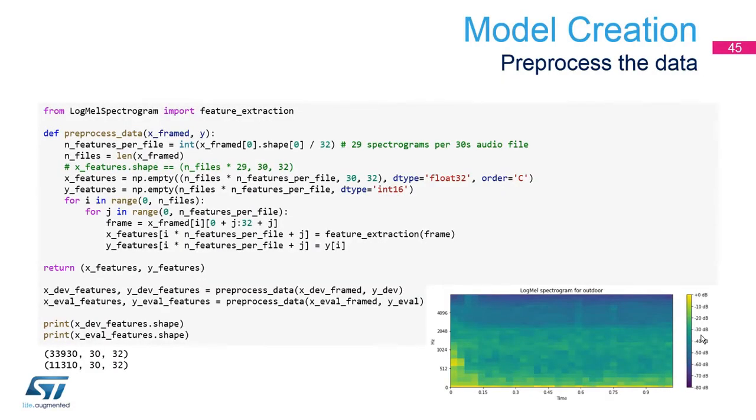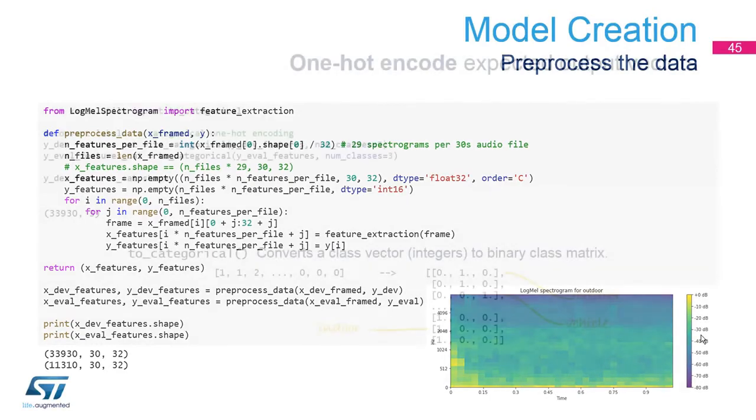Here's the code to work on all the input features. What's important here is the function called feature extraction. It's going to call a submodule. And the other code around it is just to get the correct number of files and so on.